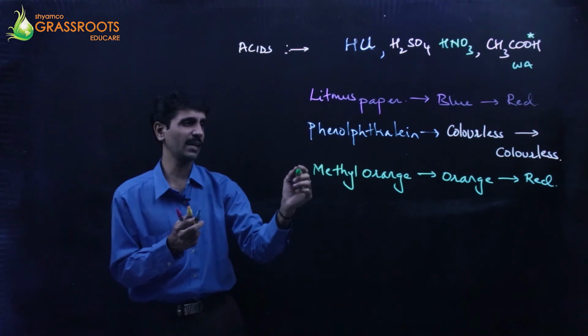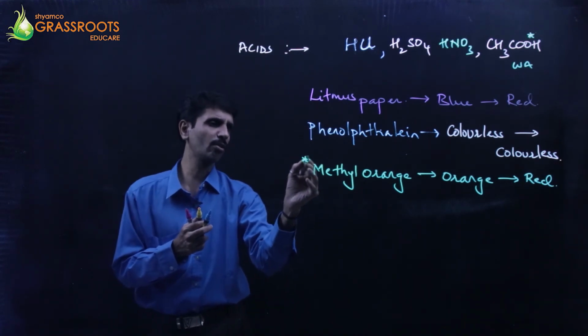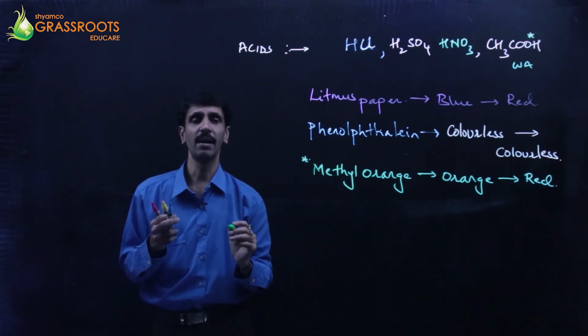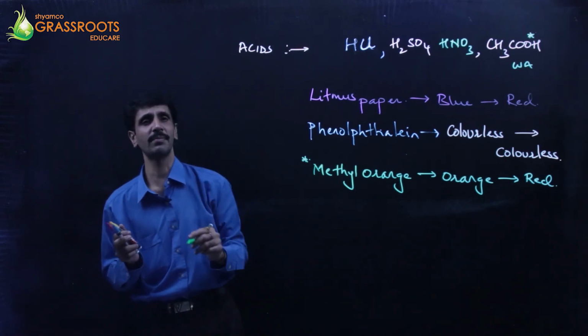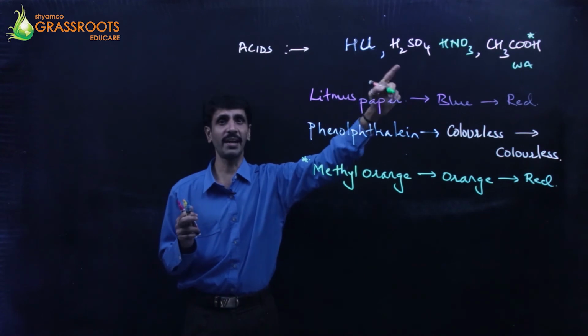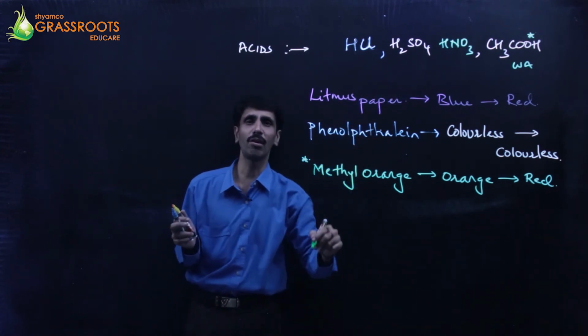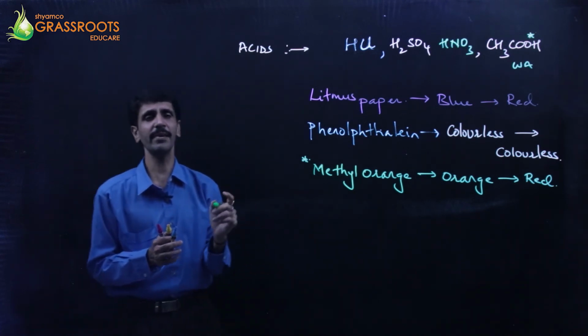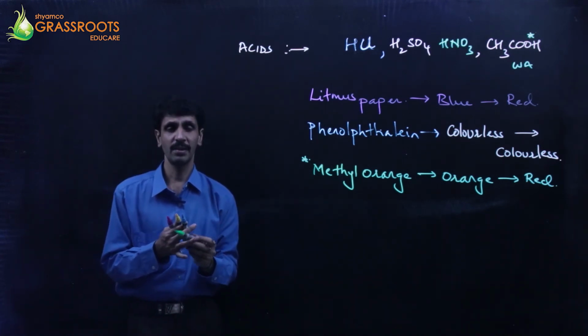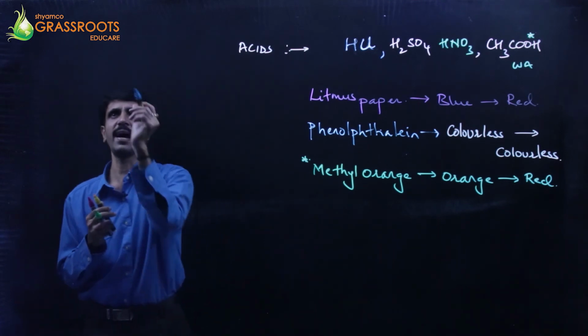Generally, methyl orange is used as an indicator for a weak acid as well as a weak base. Just try to keep this in mind. And whenever we have strong acids, we generally make use of what? Phenolphthalein. Am I clear with this? Now we go into the bases, the various types of bases that we have.